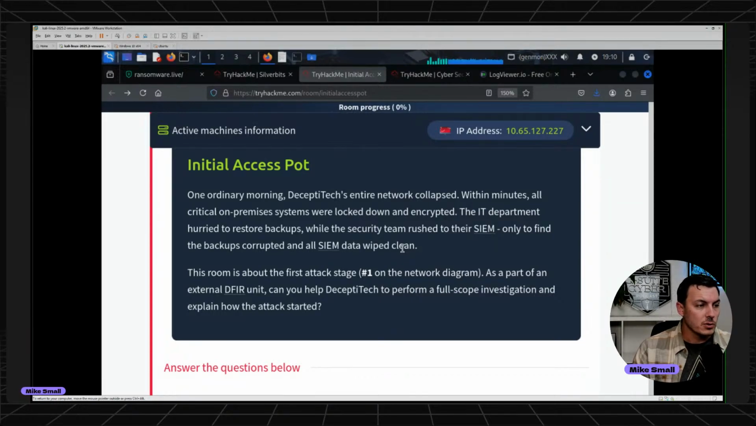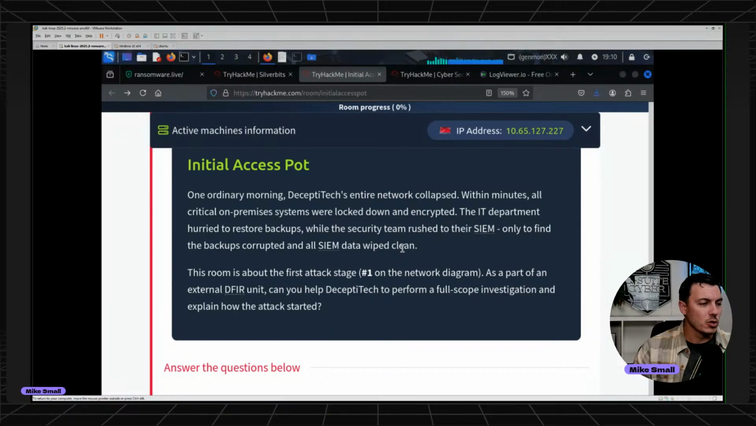They're hurrying to restore backups. They rush to the SIEM only to find the backups are corrupted. All the SIEM data is wiped clean. So this is a pretty common scenario with ransomware in general. I've actually had some interviews recently where they're asking a lot about ransomware type stuff, so this is very common. Things get wiped, especially in smaller businesses where they don't have SIEMs or a lot of security tools and all of that. Those are things that are pretty common.